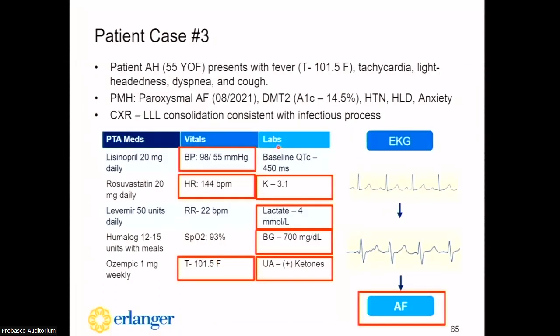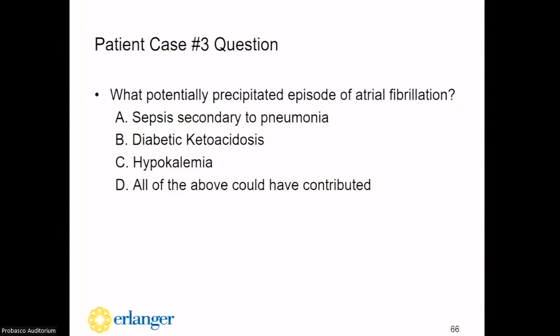So tying it back into our patient case, highlighting some of these factors. We clearly have an infectious process going on. We have a patient with atrial fibrillation. She's got some underlying issues as far as controlling her diabetes, and then also some electrolyte abnormalities. So which of these potentially precipitated this episode of atrial fibrillation?